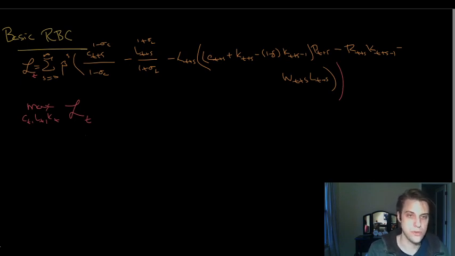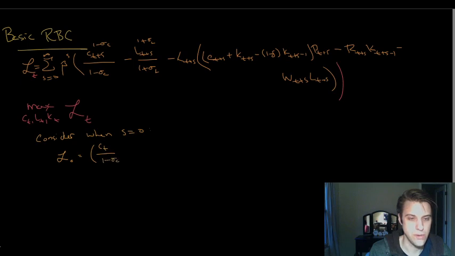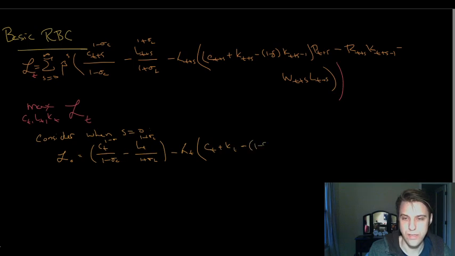You're going to consider s equals 0. So consider when s equals 0. So we'll call that L of 0, which is going to be equal to beta to the 0, which is just 1. So we'll get Ct to the 1 minus sigma c over 1 minus sigma c, minus Lt to the 1 plus sigma L over 1 plus sigma L, minus lambda t, because s equals 0, times Ct plus kt minus 1 minus delta kt minus 1 to the pt.